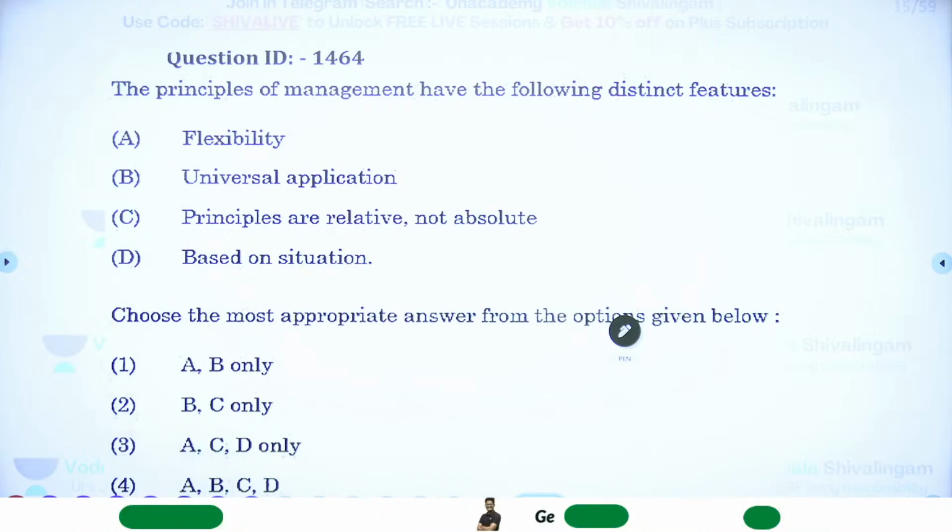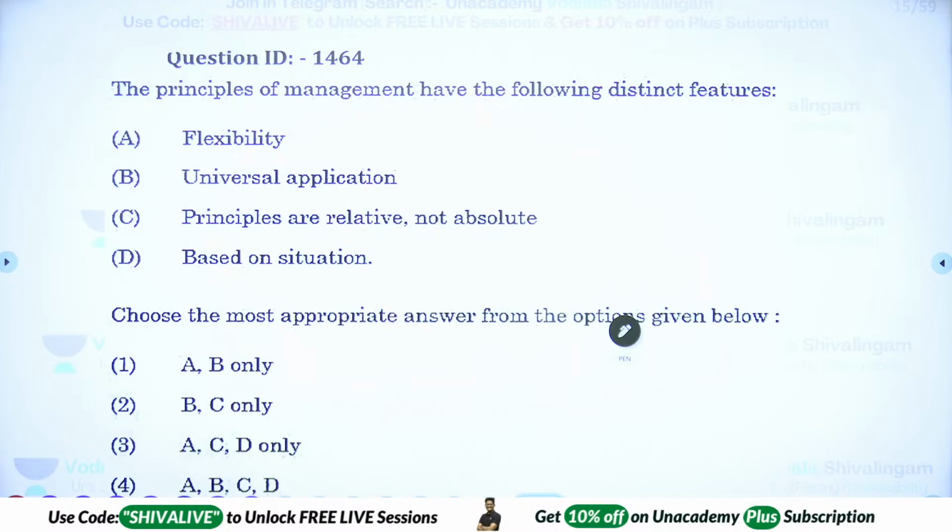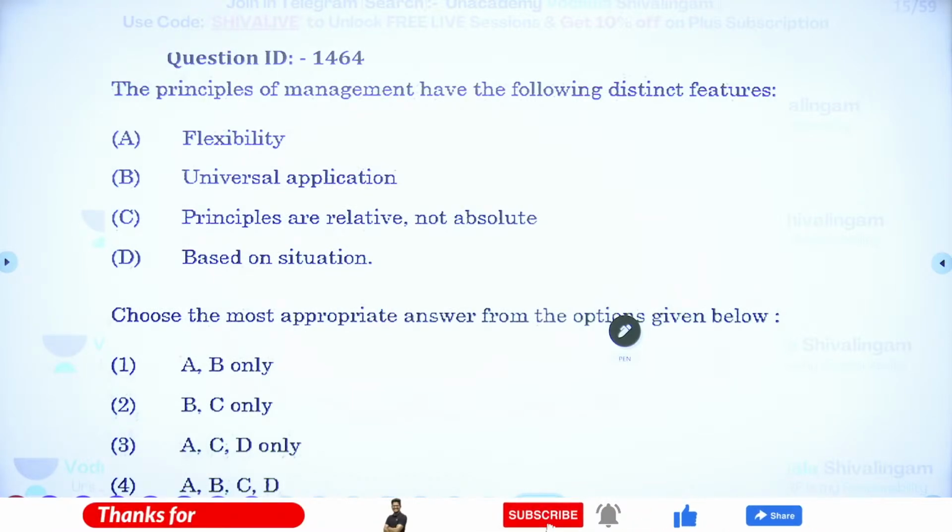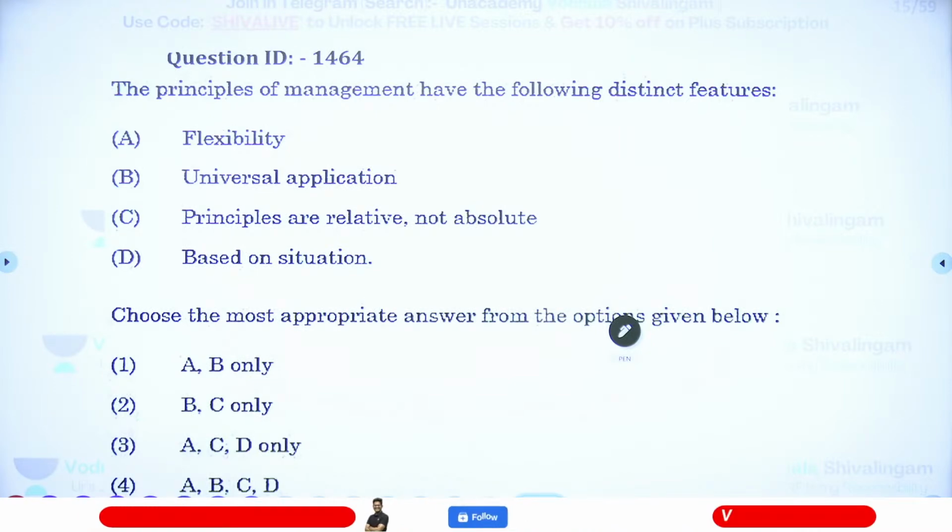The principles of management have the following distinct features: flexibility, universal application, principles are relative, not absolute, based on situation.